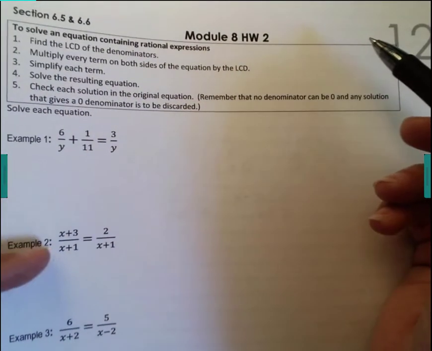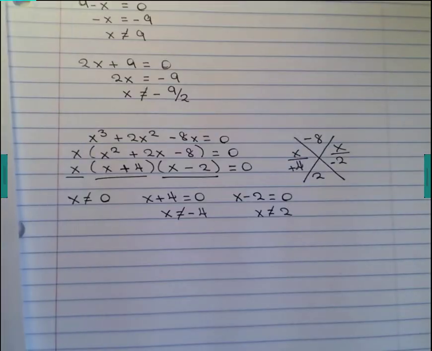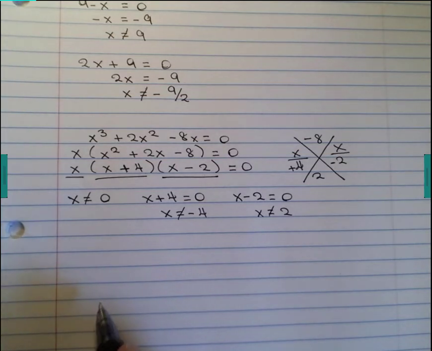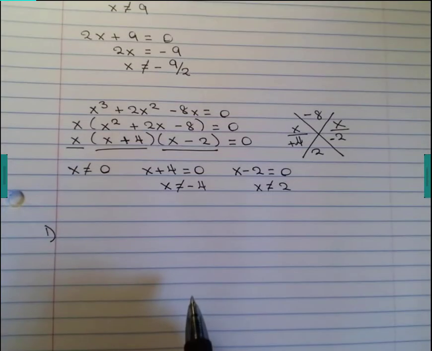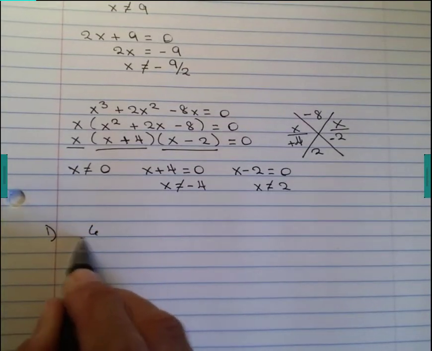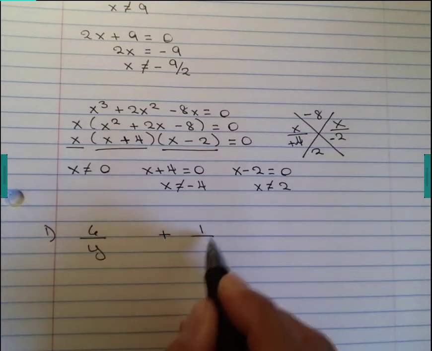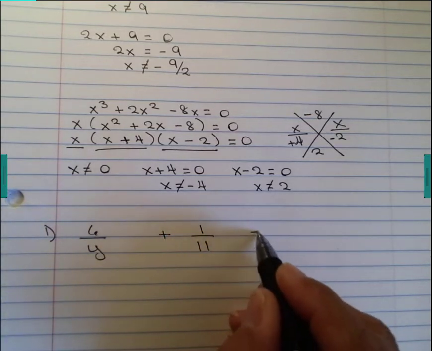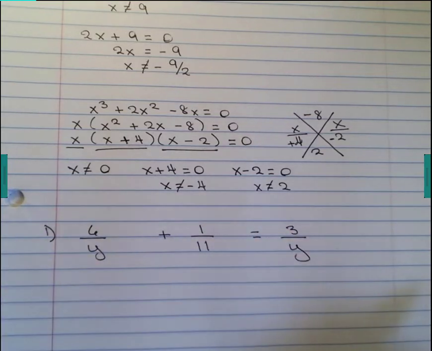Now, a lot of times, these are much easier to work if you write them out with some space between them. So that's kind of what I'm going to do over here. I'm going to take this problem, and I'm going to give it some space. I'm going to say problem number 1 would look like 6 over y plus 1 over 11 equals 3 over y. And then I look for an LCD.